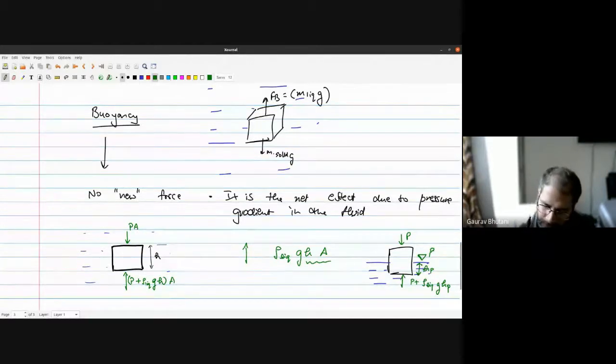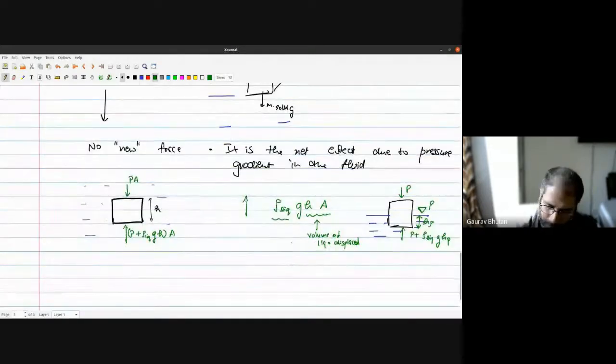So basically this H times A that we have here is the volume of liquid displaced, and then you have rho of liquid. So if I multiply rho of liquid times the volume of liquid, it becomes the mass of liquid displaced times gravity, and this is acting upwards, and this is nothing but your force of buoyancy.